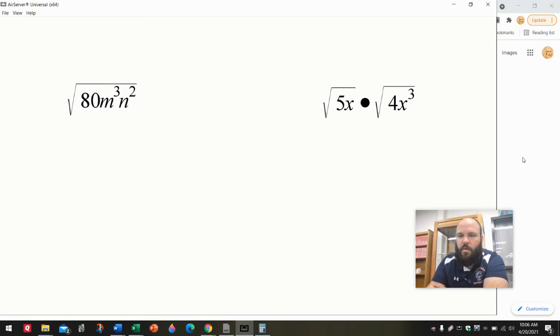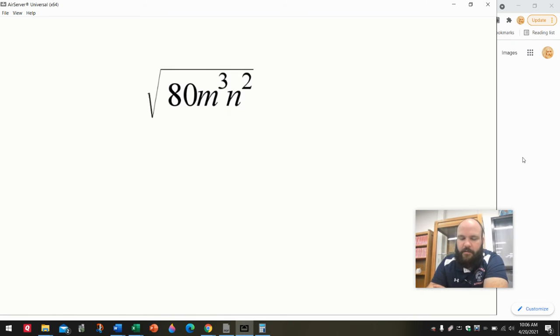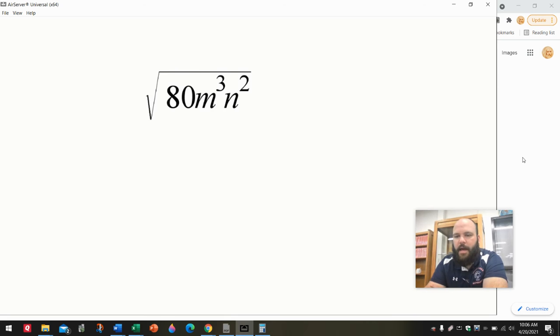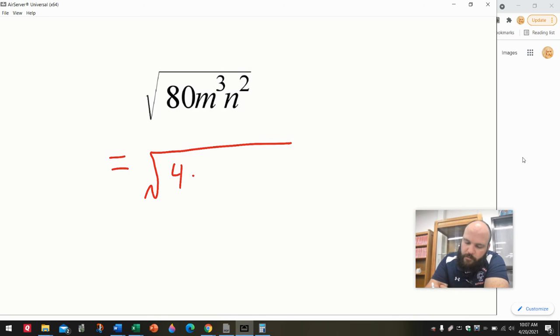Now we're going to try a couple more. You can see this one on the left-hand side. We have the square root of 80, m to the third, n to the second. So we will need to break these up. 80 can be rewritten into chunks of 4. So 4 times 20 times m to the second times m to the first times n to the second.